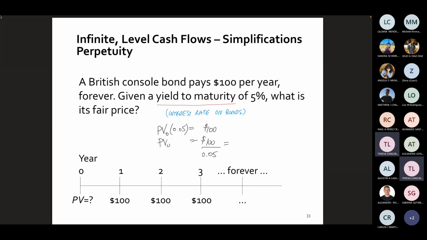We're going to talk about investment opportunities. We're going to talk about stocks, and we're going to talk about bonds as financial securities.